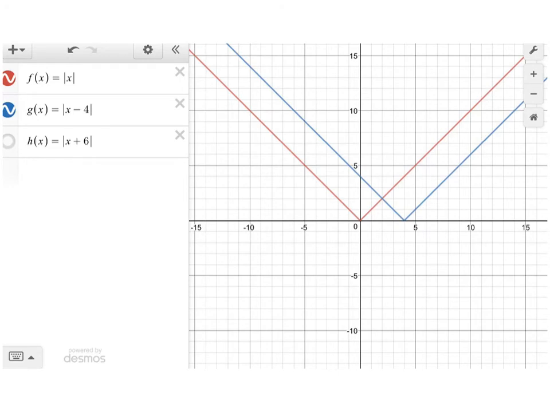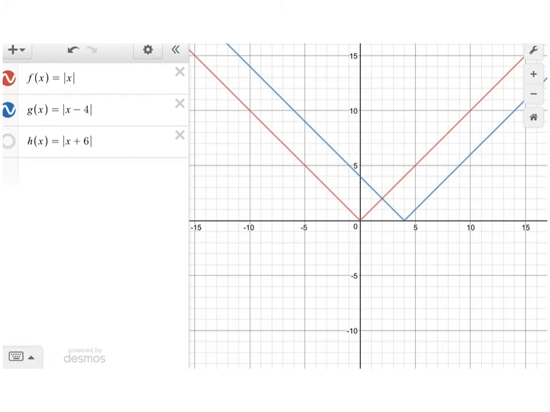So now I've added in the graph of the absolute value of x plus 4, and that's the blue graph, and it's to the right of the original graph. So it's a little bit counterintuitive to what we might have thought, but let's think about our x-intercept. So in the red graph, absolute value of x, the x-intercept is at the origin.